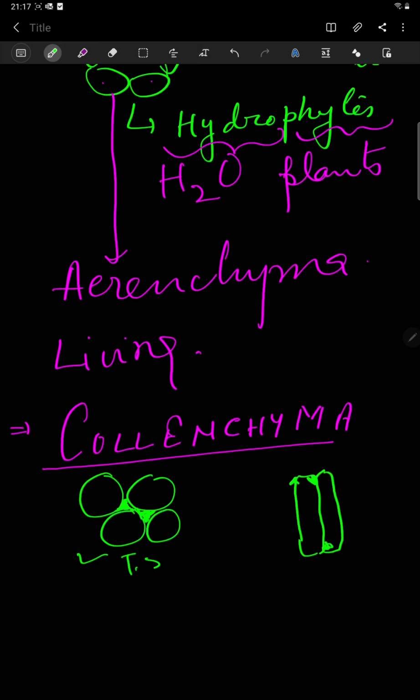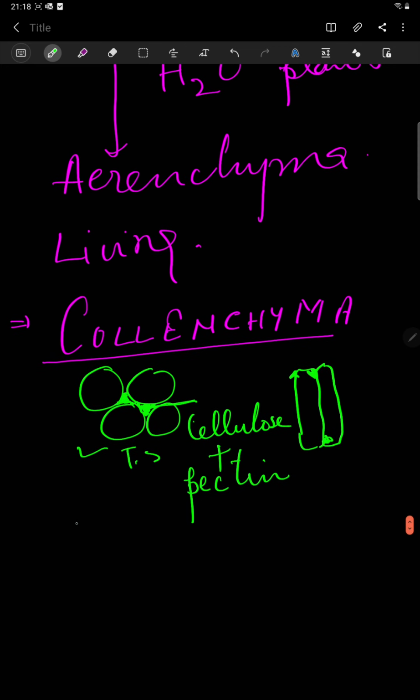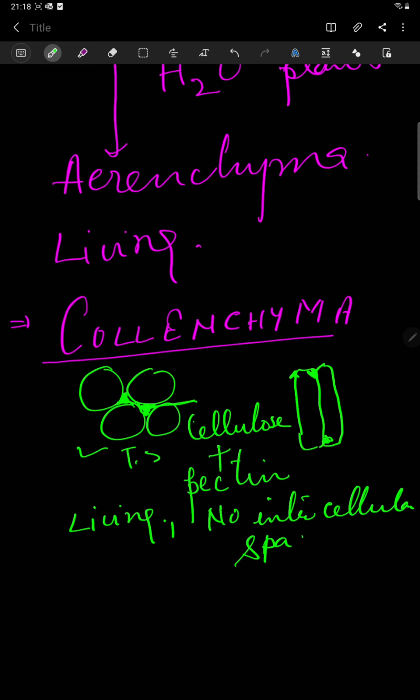These corners are thick. These corners are actually filled, that means no intercellular space, and it is made up of cellulose plus pectin material, pectin. So what are the characters? The characters are that it is living, number 1, followed by no intercellular space. The main function is mechanical support.